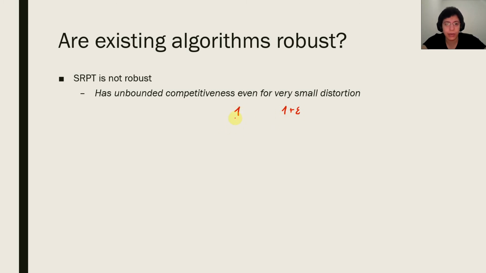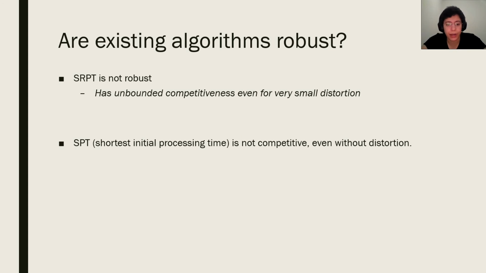And now when you are almost done processing this job, you've processed it for 1 minus epsilon prime time, so you think it has epsilon prime remaining processing time, but actually it has epsilon prime plus epsilon. So the ratio between the remaining processing time in reality and the one that you estimate is actually unbounded. This means that SRPT is not something that we're able to implement when we're not exactly sure what the processing times of jobs are.